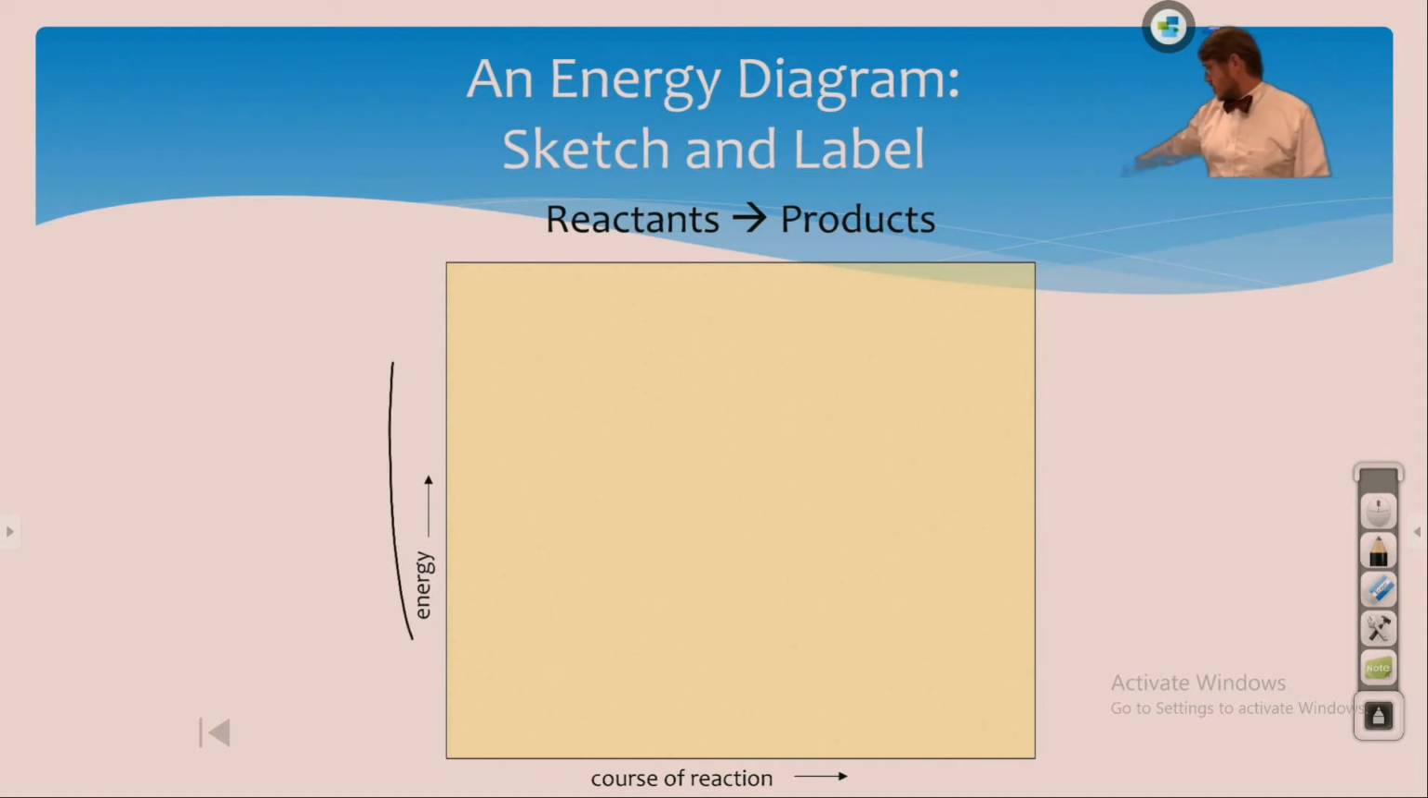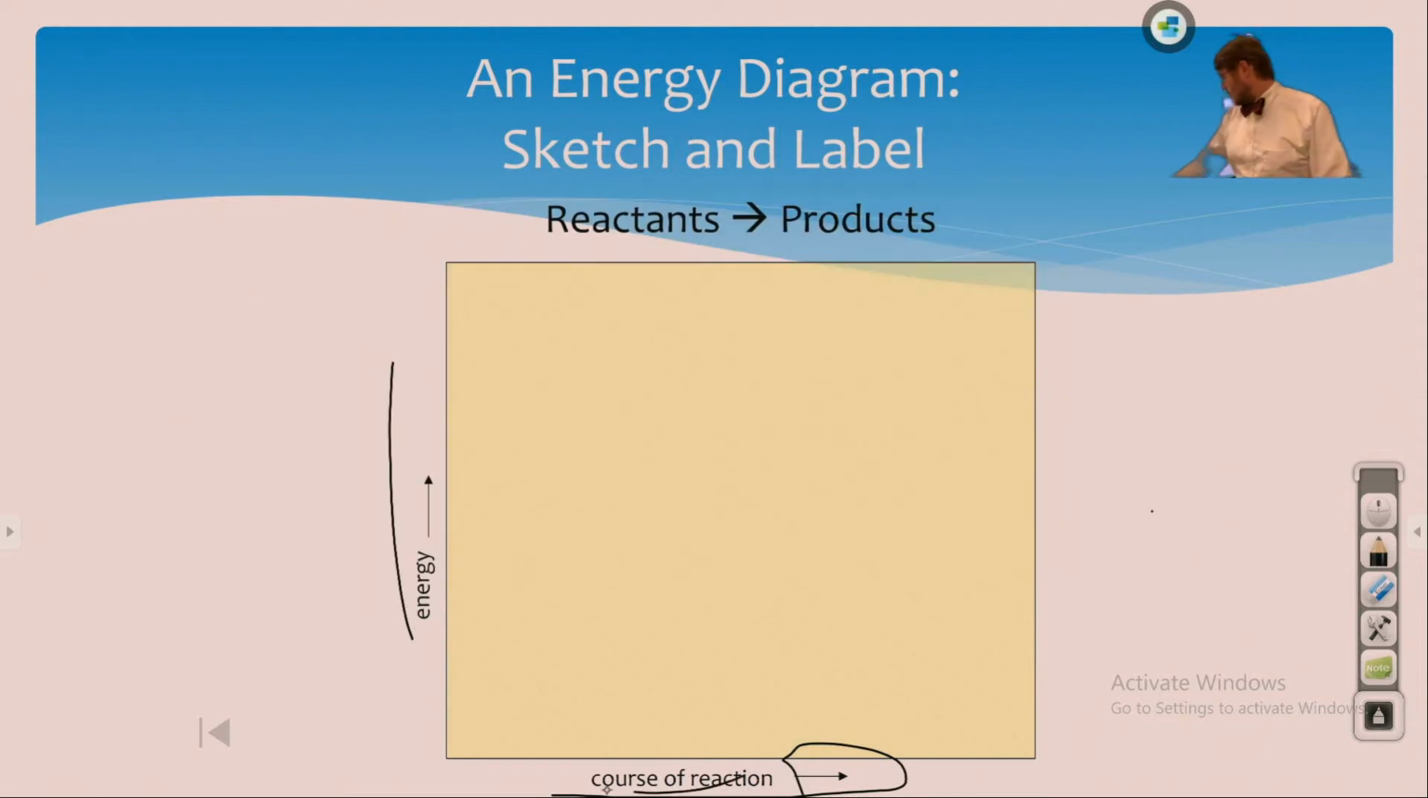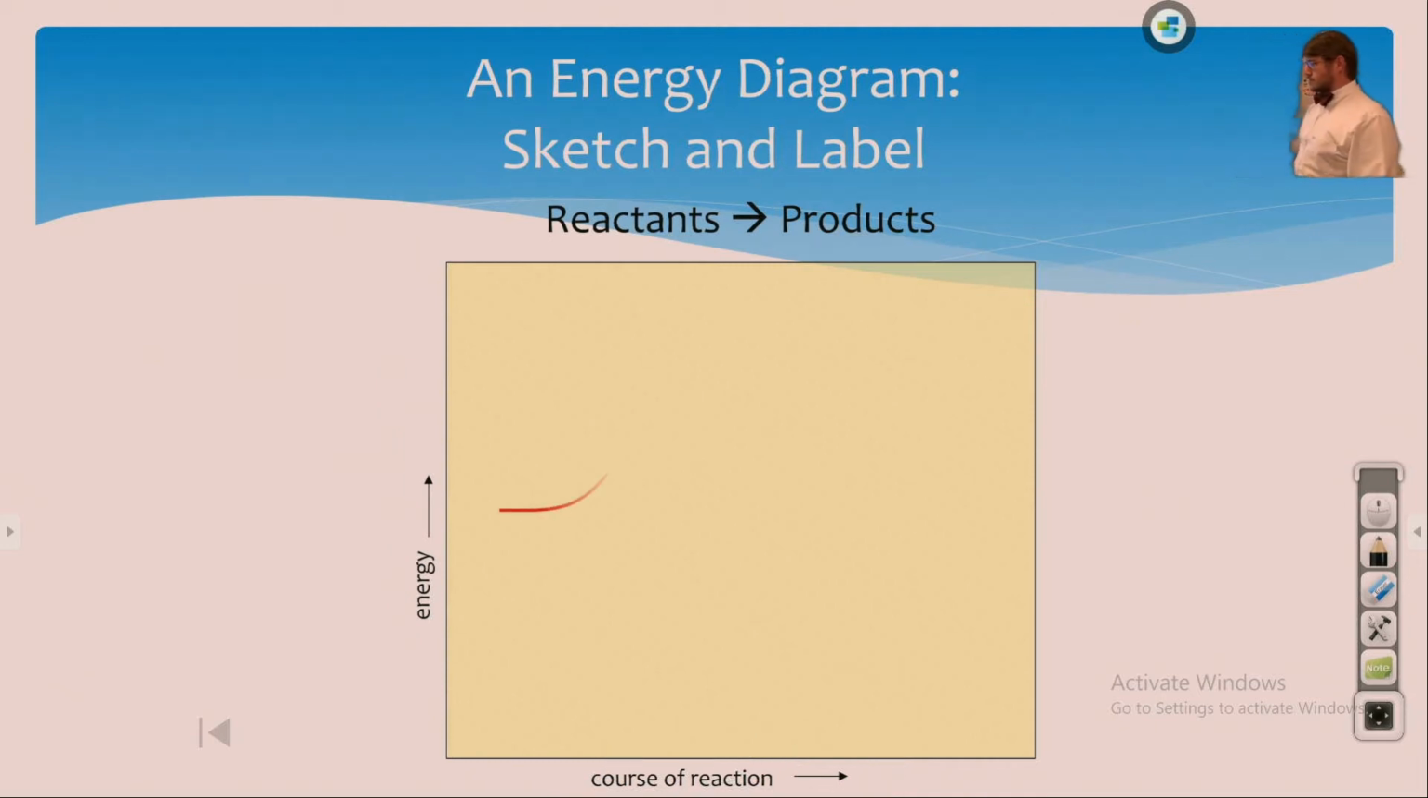This shows energy over the course of a reaction. We're going to plot this as reactants turn to products, which is essentially what this is going to demonstrate. The energy actually hits a bump, a hill of some sort, and then it has a lower energy state.